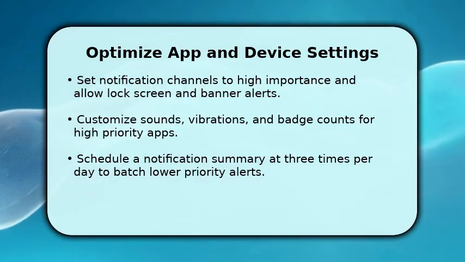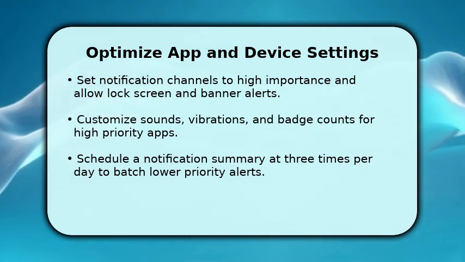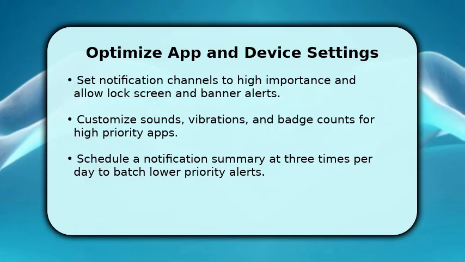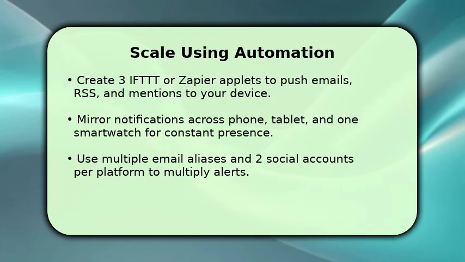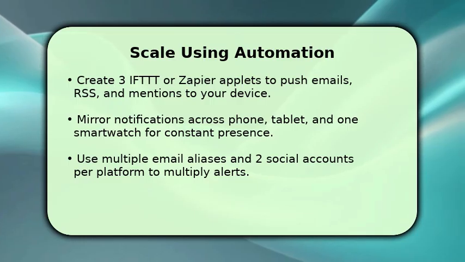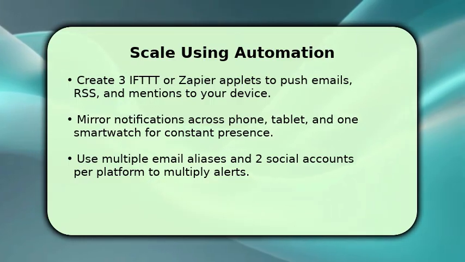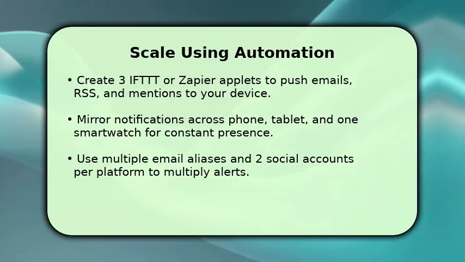Use scheduled summaries and set one summary at 3 times per day to batch lower-priority alerts. Disable silent delivery for anything you want shown immediately on arrival. Use automation tools to amplify and route notifications into one stream to your device. Create 3 IFTTT or Zapier applets to forward emails, RSS updates, and social mentions as push alerts.